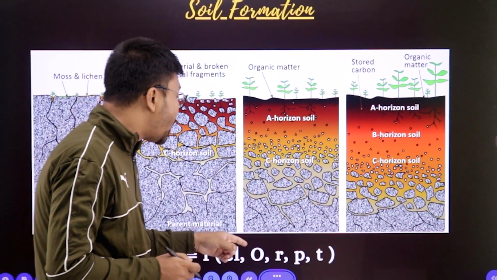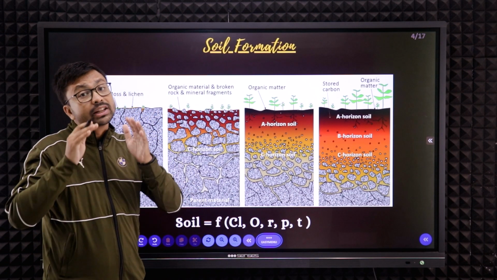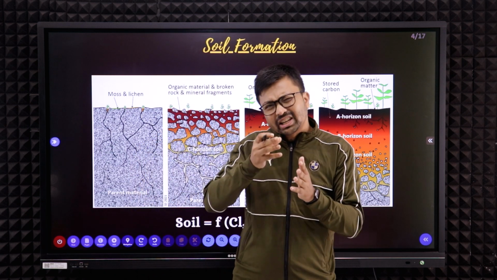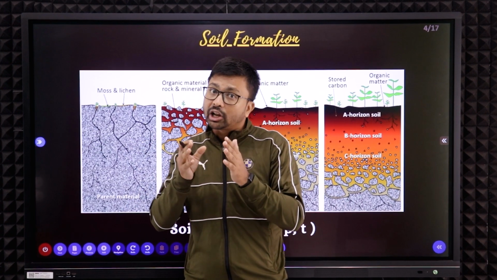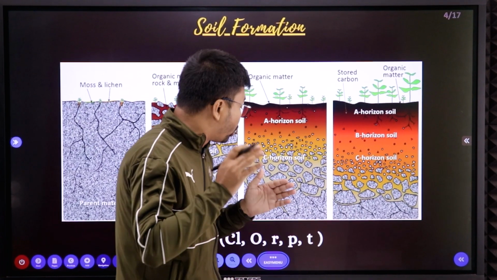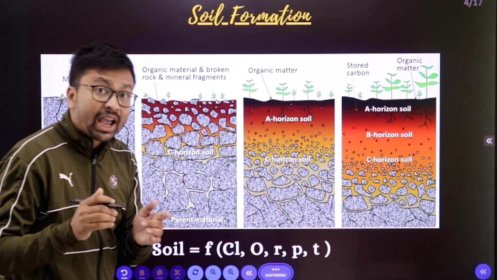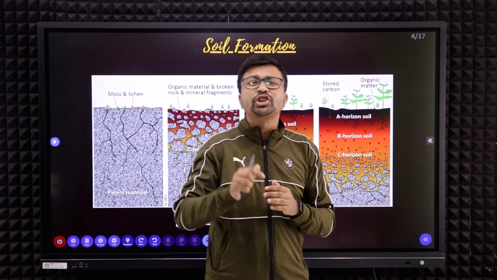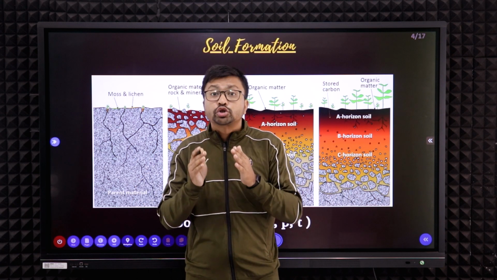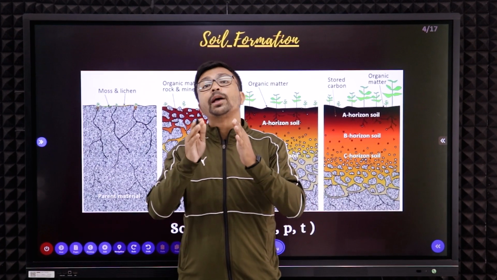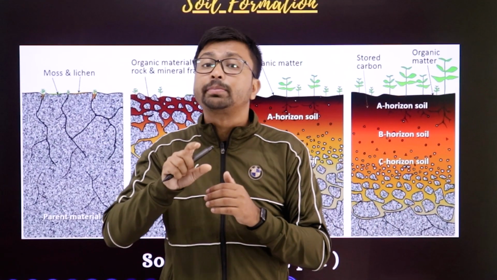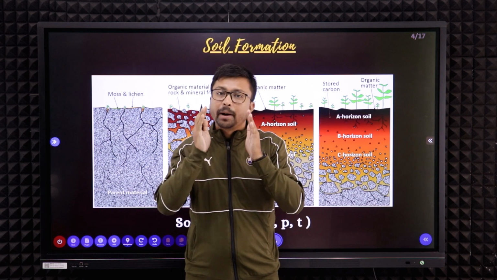Next one is the P. P means parent rock. The characteristics of the soil, which elements are there, what the colors are, and even what the nature of the soil is, are determined and dominated by the parent rocks. And T means time. Remember one thing: for the formation of 2.5 centimeters of thick soil, it takes about 1000 years. So as time passes, the thickness of the soil improves and we can consider it a complete soil.